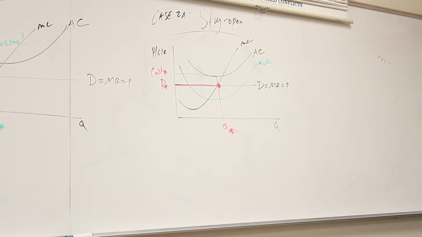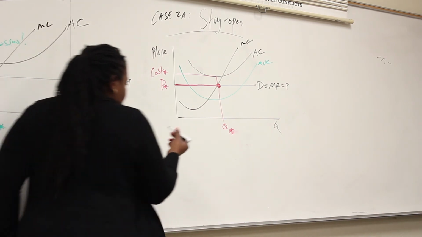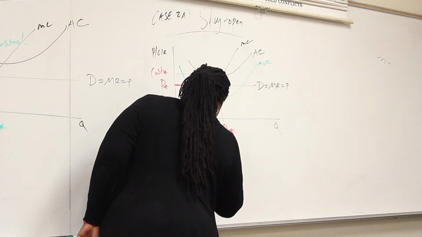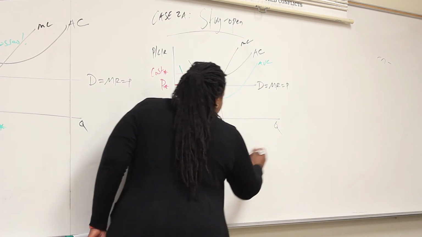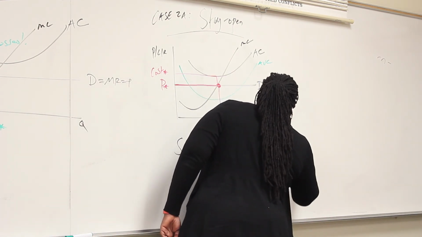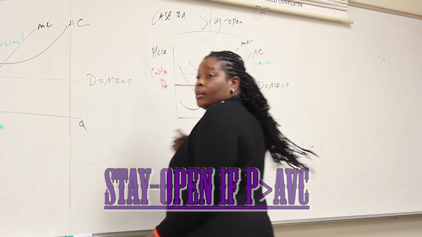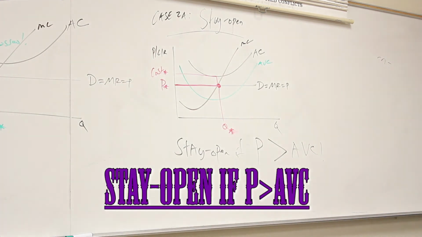Now remember the condition. Let me write the condition here. A firm should stay open, even though you're losing money, if your price is above your AVC. We argue in econ, if what you sell is enough to cover your variable costs, even though you are losing money, you should stay open. And the reason why we say that is, even if you shut down, you still have your fixed costs to deal with.